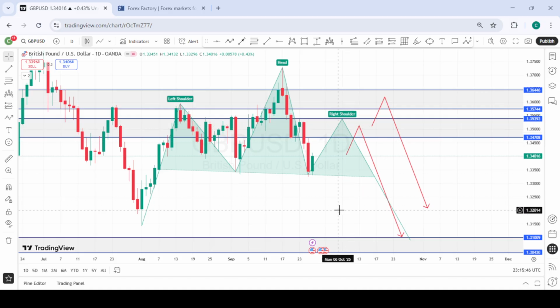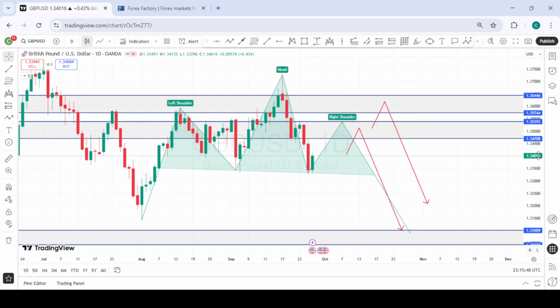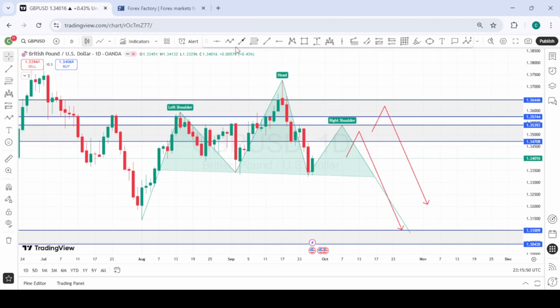So we are very bearish on GBPUSD. It can only be considered bullish if price is able to break above this zone, get a retest and continue. But until then, we are very bearish on GBPUSD.